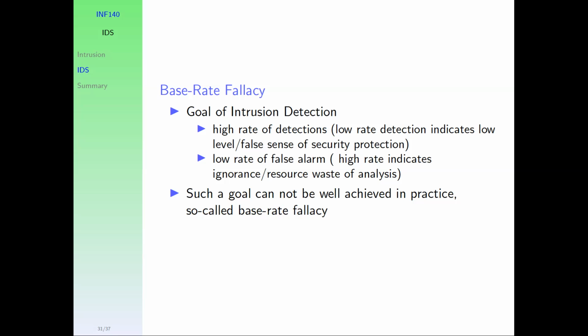In practice, again unfortunately, this kind of goal runs into what is called the base rate fallacy. In theory, this kind of goal cannot be well achieved, and this claim is based on some analysis and calculations of a probabilistic model. We cannot have a very high rate of detection and a very low rate of false alarm at the same time.